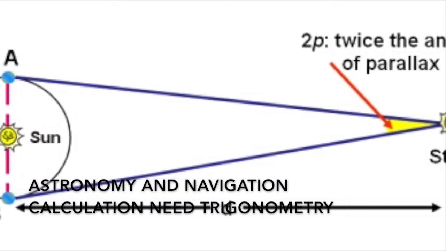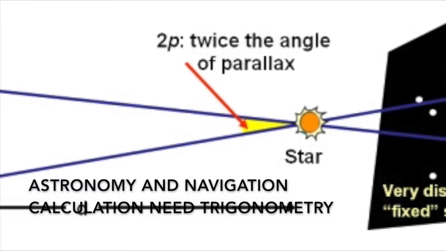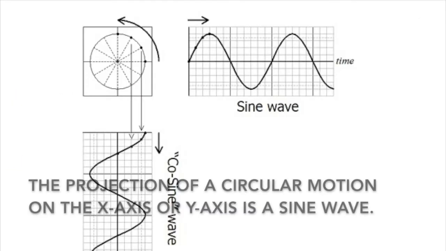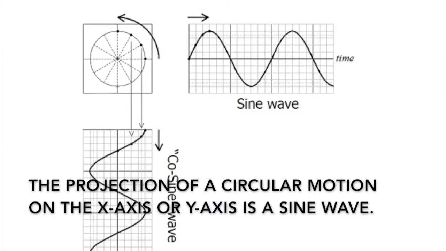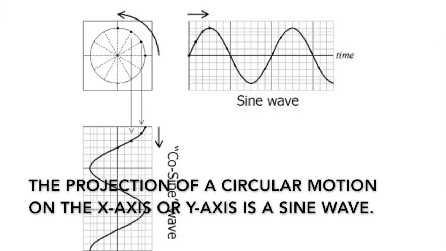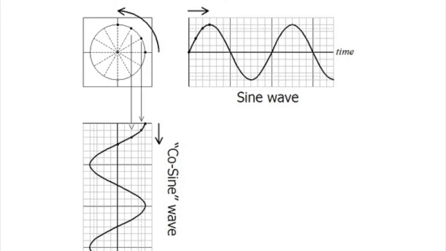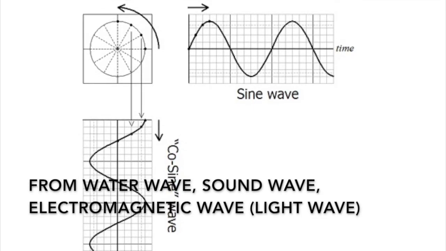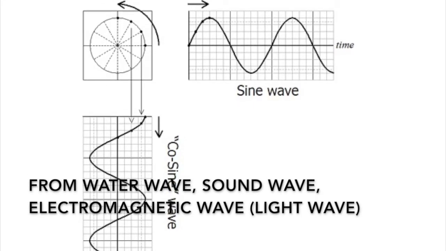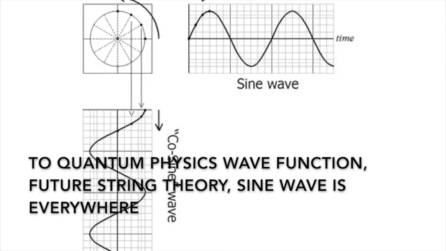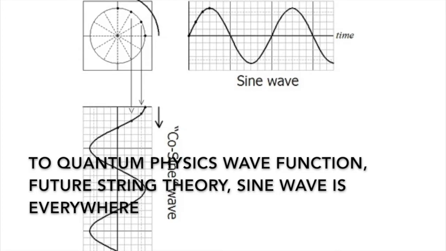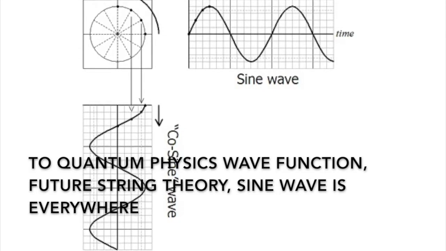Astronomy and navigation calculations need trigonometry. The projection of a circular motion on the x-axis or y-axis is a sine wave. From water waves, sound waves, electromagnetic waves, to the quantum physics wave function, even string theory, the sine wave is everywhere.